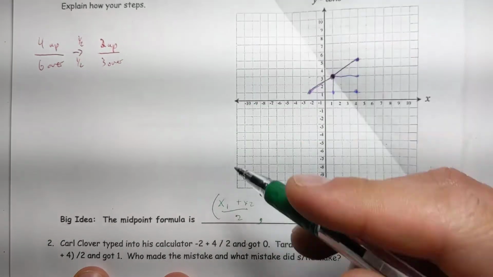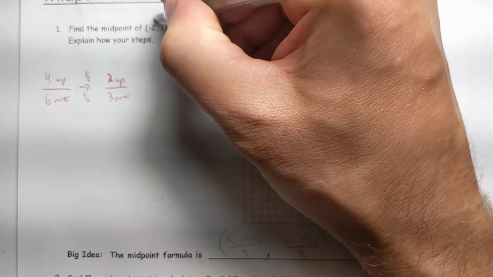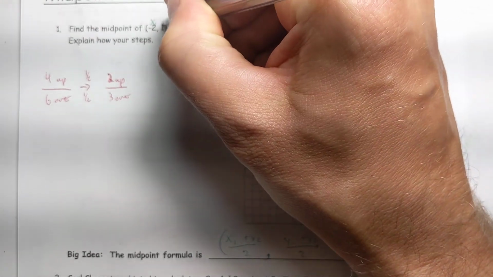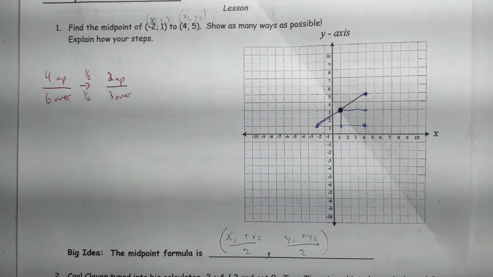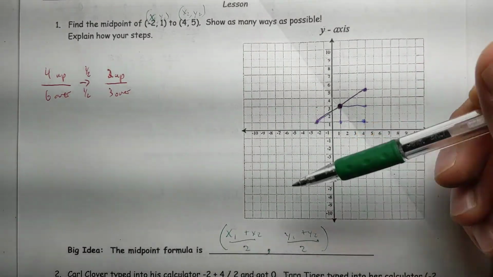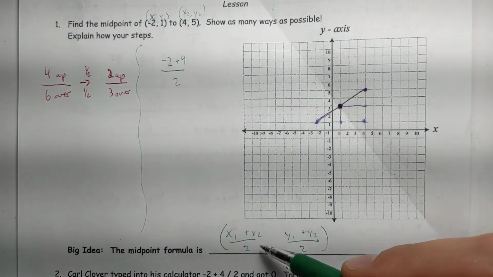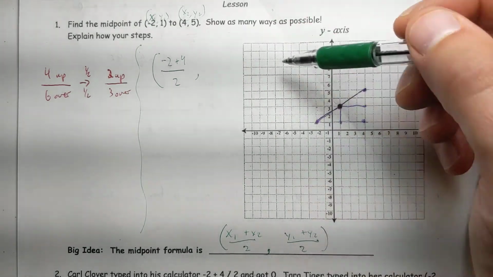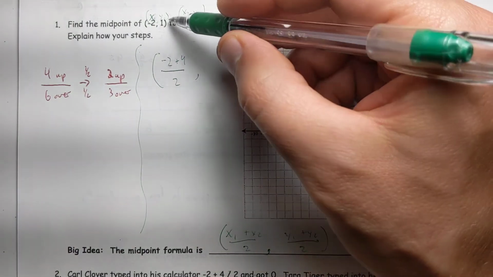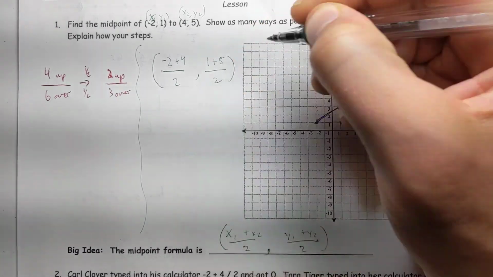So the midpoint formula is x1 plus x2 divided by 2. So these are my x coordinates, x1, y1, and x2, y2. So to do the midpoint formula, I'm going to add the x coordinates together. -2 plus 4 all over 2. Put a comma in between because a midpoint is still just a point. So we have to have an x coordinate and a y coordinate. Then the y coordinate, y1 plus y2. 1 plus 5 divided by 2.